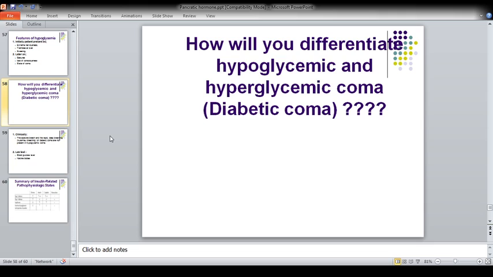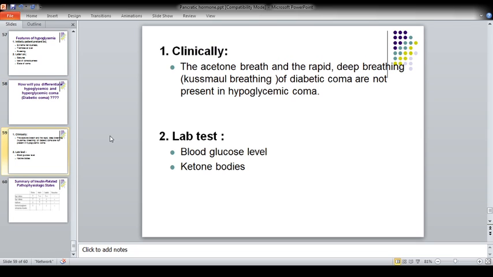So how will we differentiate hypoglycemic and hyperglycemic coma? Because in both patients, the patient would be unresponsive. How would we be able to predict if it is hypoglycemia or hyperglycemia? So clinically, if there is hyperglycemia, the breath would be acidotic and hyperventilatory, rapid breathing and deep breathing. Whereas in hypoglycemic coma, the breathing rate would be normal. So clinically, this is the first point on which we can differentiate between the two.